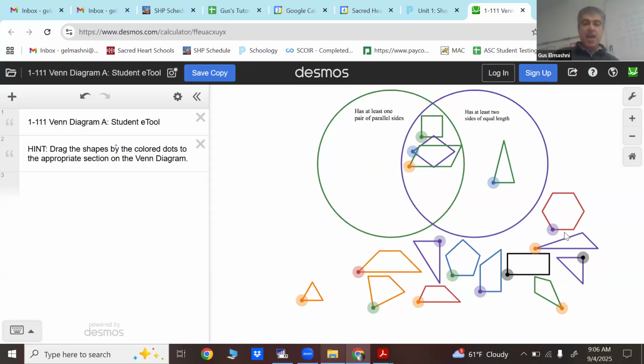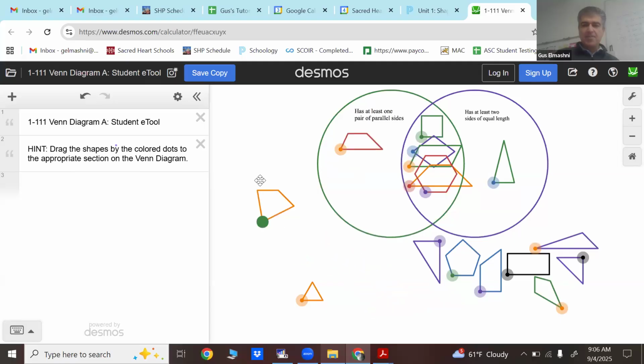Does it have any equal sides? Actually, yeah, it does go in the middle. Yeah, you guys are right. But how about this trapezoid? Yeah, probably right here. It's not special. Sorry, dude. You go outside. So sad. That's going to be probably over here.